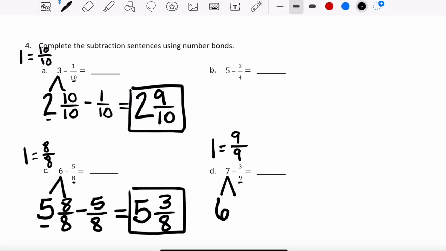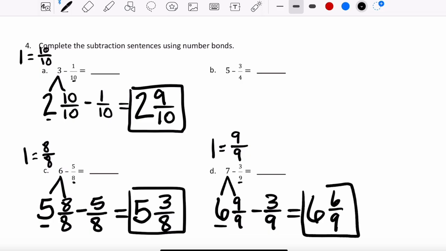So now we have 6 9/9. Now we're going to subtract our 3/9, and we have 6 wholes left and 9 minus 3. So we would have 6 and 6/9. So 6 6/9 is our answer.